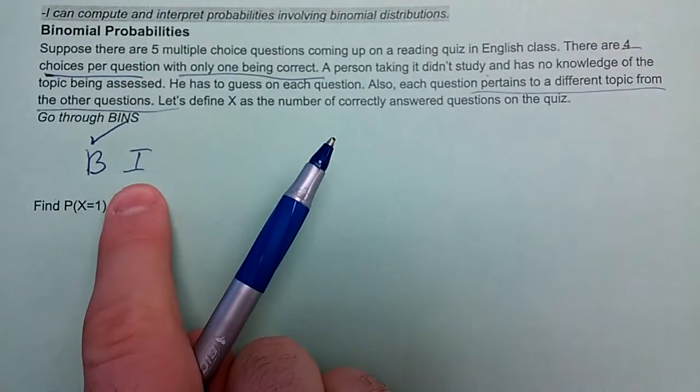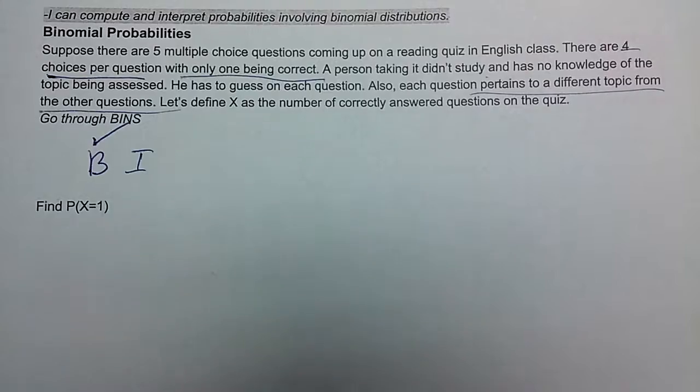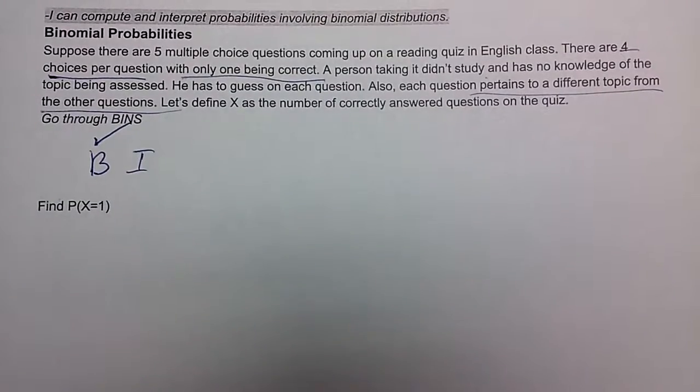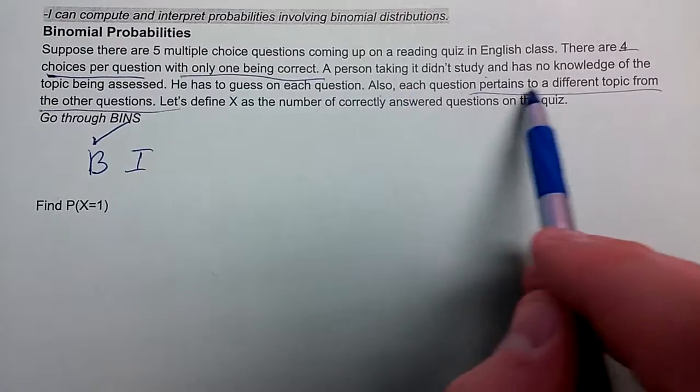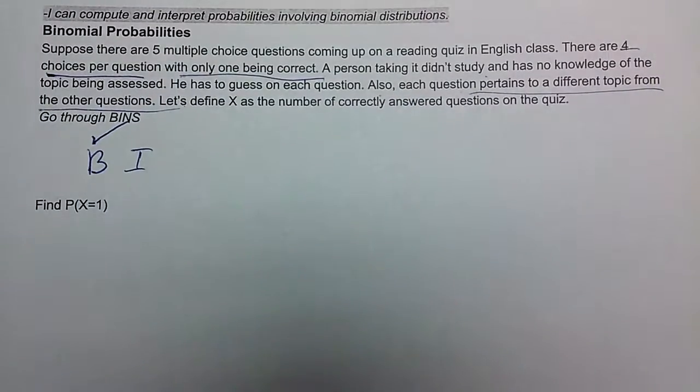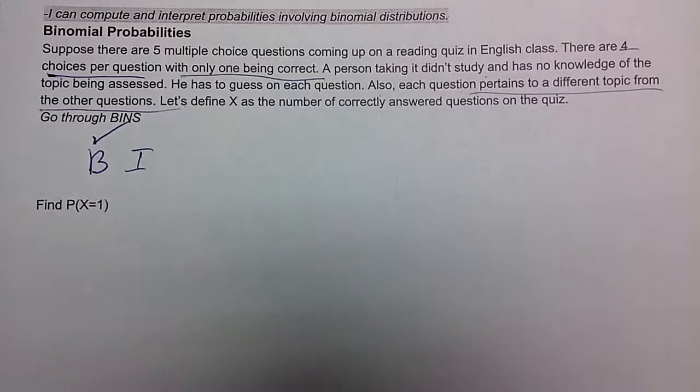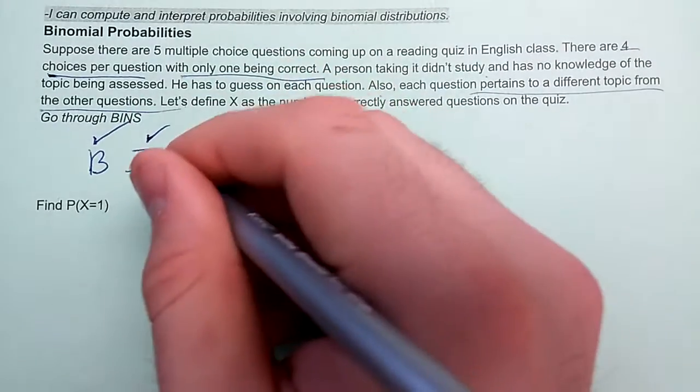Independent. Are the questions and answers independent of each other? Is question 1 leading to question 2? Or question 2 leading to question 5? This sentence right here, "also, each question pertains to a different topic from other questions," lets us know that each question is independent. So we can check that off our list.